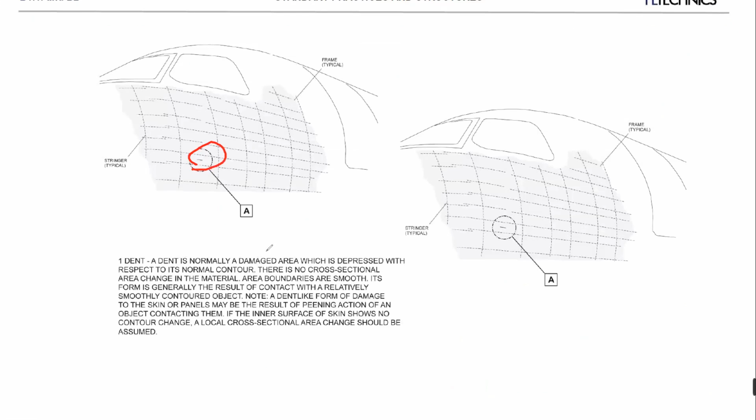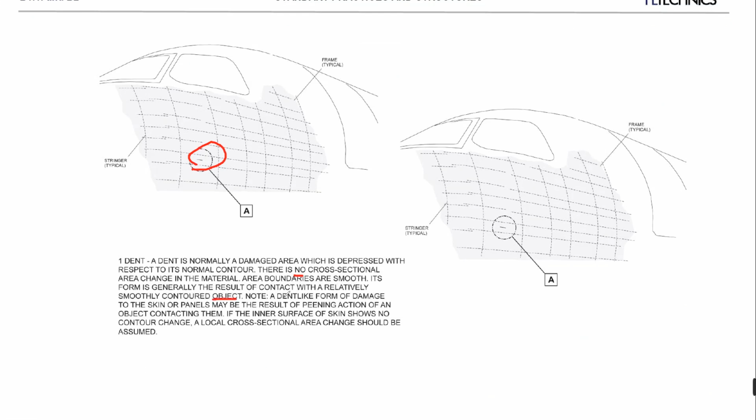A dent is normally a damage area which is depressed with respect to its normal contour. There is no cross-sectional area change in the material. Area boundaries are smooth, and its form is generally the result of contact with a relatively smoothly contoured object. For example, a bird, like a bird strike.